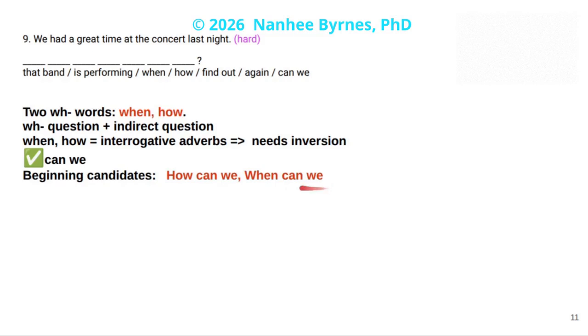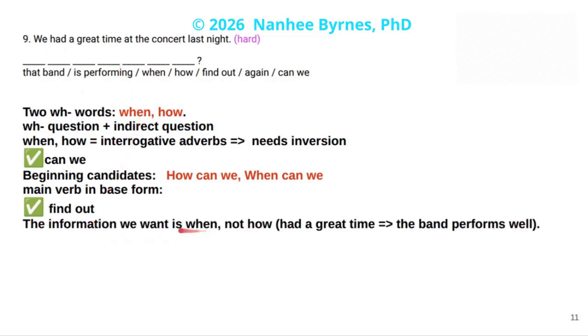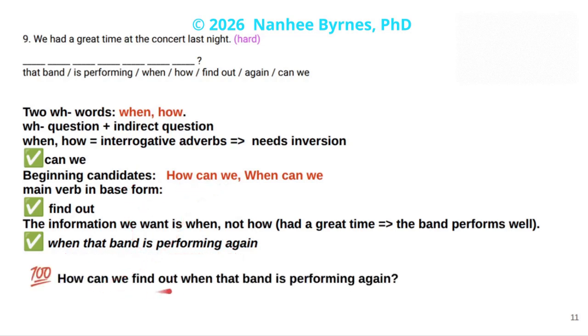Now we need a main verb in base form. Find out. Find out what? Based on the context, we already know the band is good, so how is not the right embedded question. The information we want is when. So the embedded clause is when that band is performing again. Because of this, the sentence should begin with how. Final sentence, how can we find out when that band is performing again?